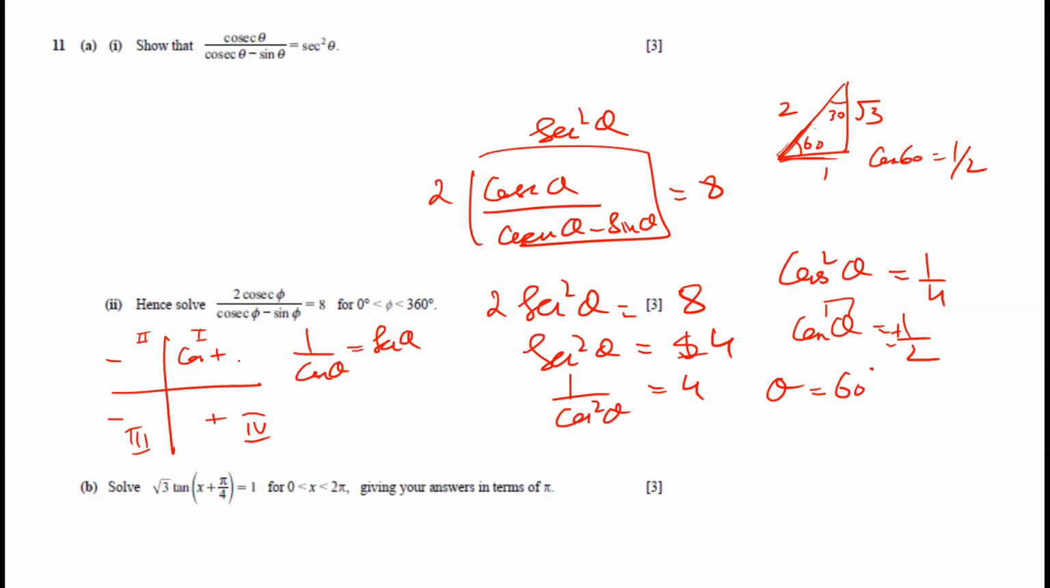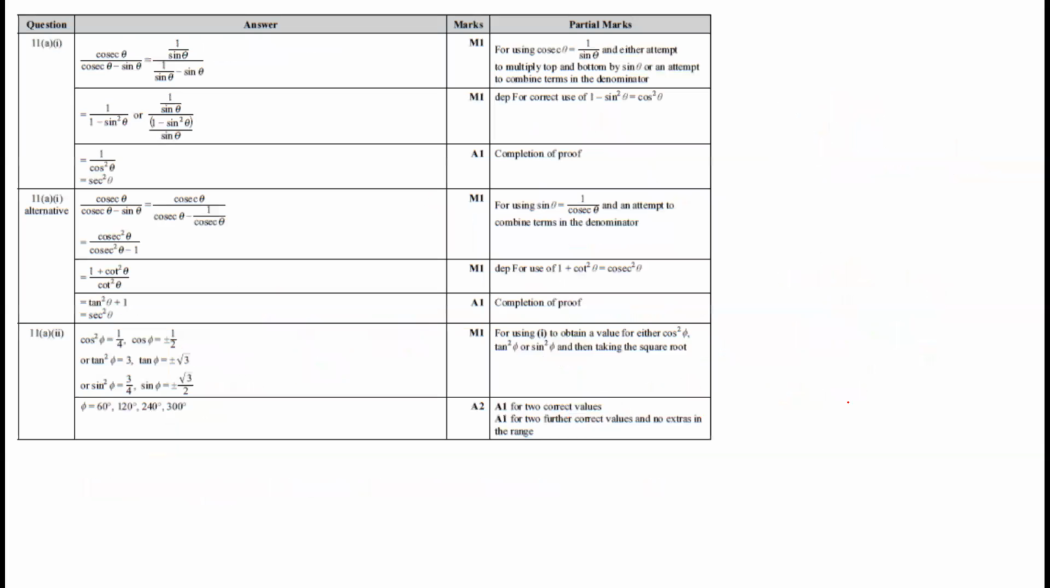So for the first quadrant we have 60 degrees. For the second quadrant this would be 180 minus 60, that is 120. Third quadrant would be 180 plus 60, that is 240, and 360 minus 60, that would be 300. So we'll be having 60, 120, 240 and 300.